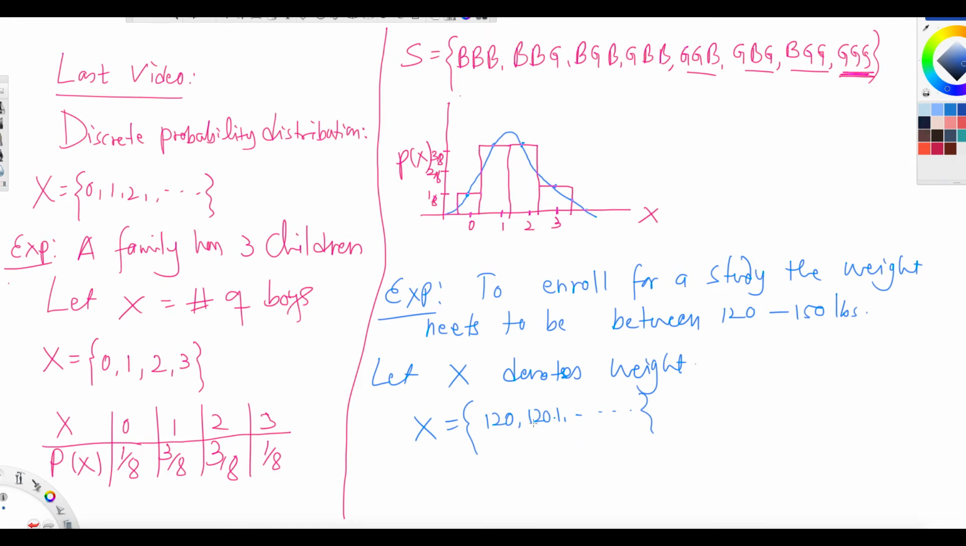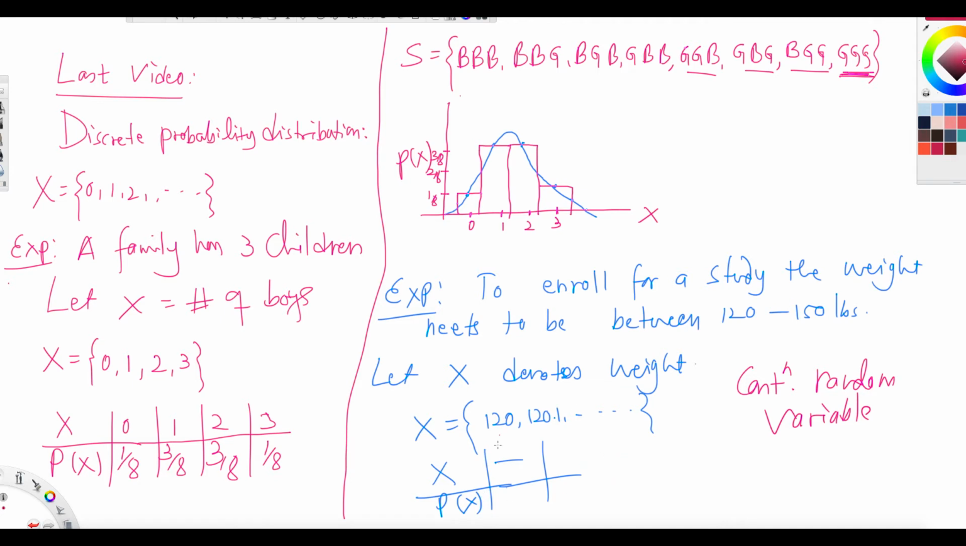Okay, in this case you cannot make X and P(X) here. You cannot make this type of chart. So in this example, the random variable X is continuous. We cannot list the values because this is a continuous random variable. So we cannot make a table to list the values of X and the probabilities here.